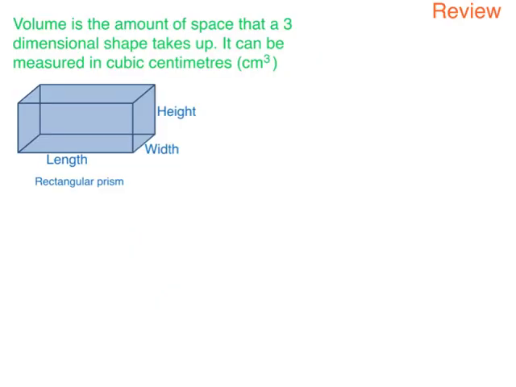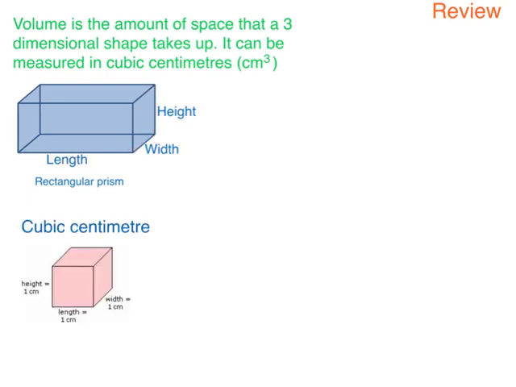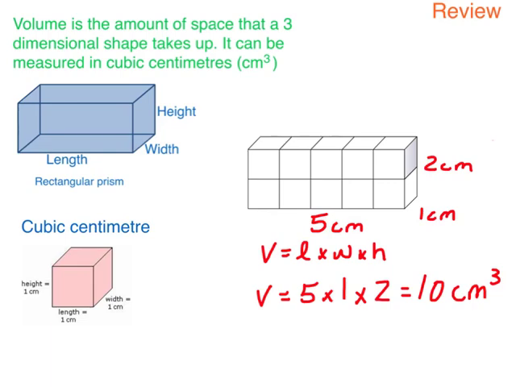So in this lesson we learned that volume is the amount of space that a three-dimensional shape takes up, and we learned that three-dimensional shapes, such as rectangular prisms, have lengths, widths, and heights. We learned that cubic centimeters can be used to measure volume, and a cubic centimeter is simply a little cube with a length of 1, a width of 1, and a height of 1 centimeter. And we also learned how to calculate the volume of different rectangular prisms.